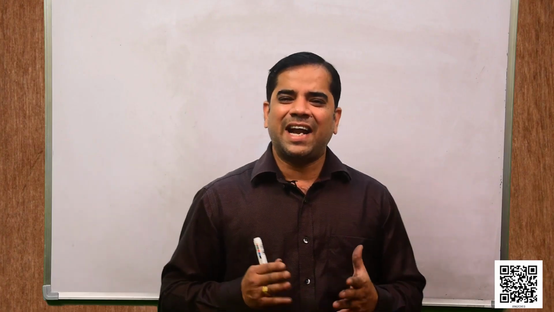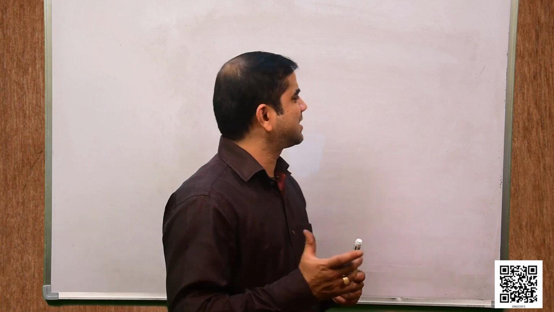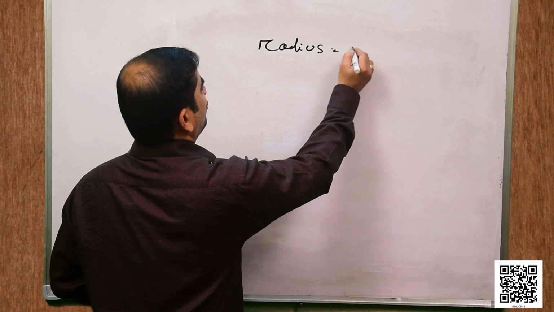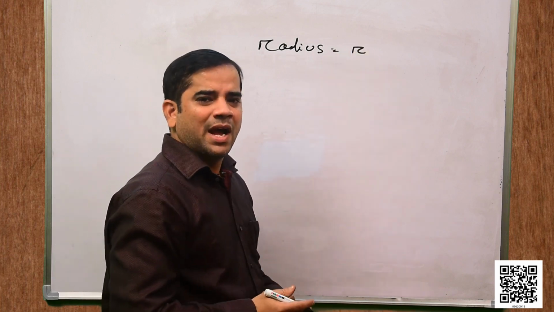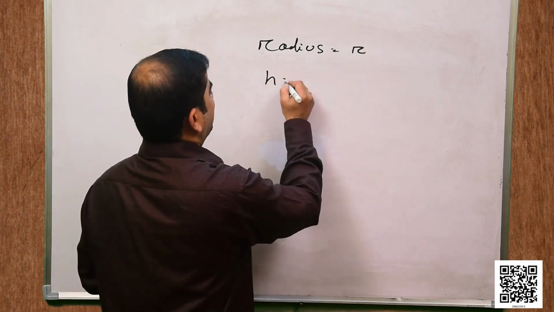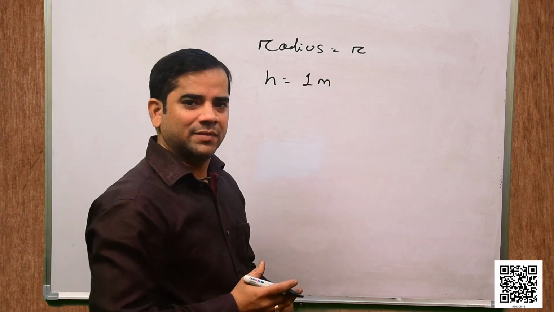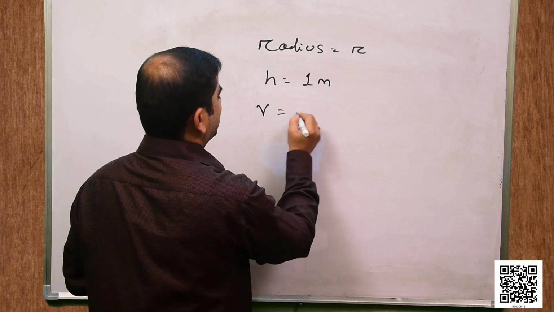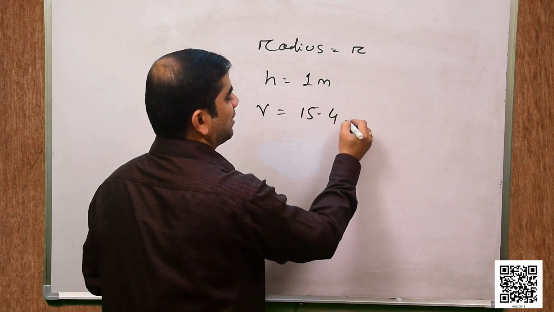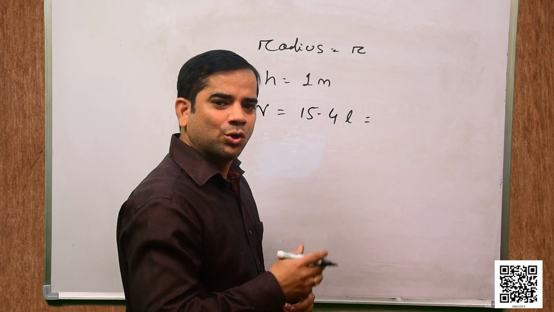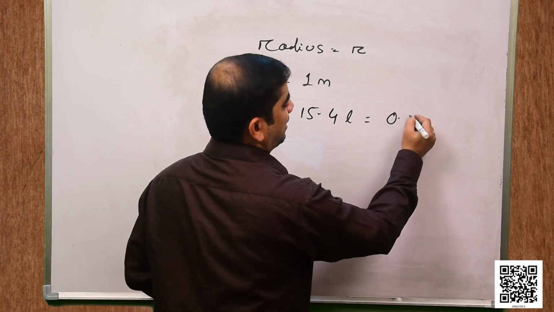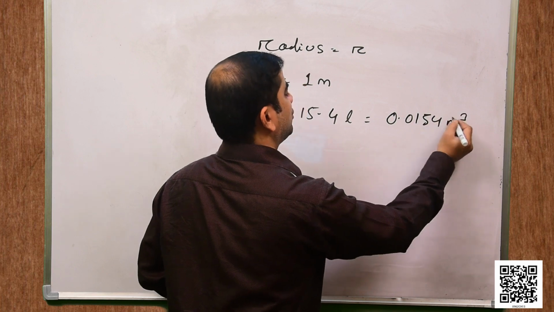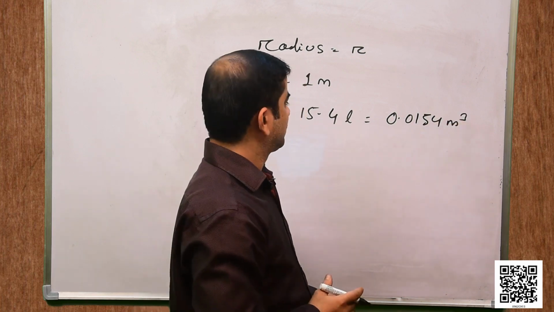Students, as the radius is not given, let us take the radius as r. The height of the cylinder is given as 1 meter. So, what is the volume of the vessel? Volume is given as 14.4 liter, that is 0.0154 meter cube.